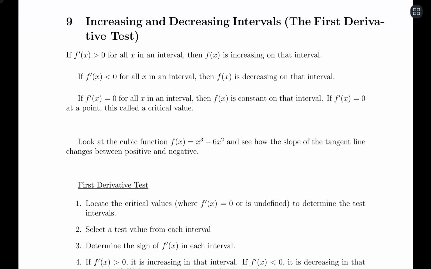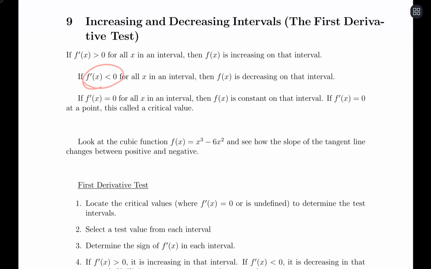So our original function, f of x. So let me specify that. Our first part of the rule: if f prime of x is more than 0, so if our first derivative is positive for all x in an interval, then f of x, our original function, is increasing on that interval. So where we have a positive derivative, our function is increasing.